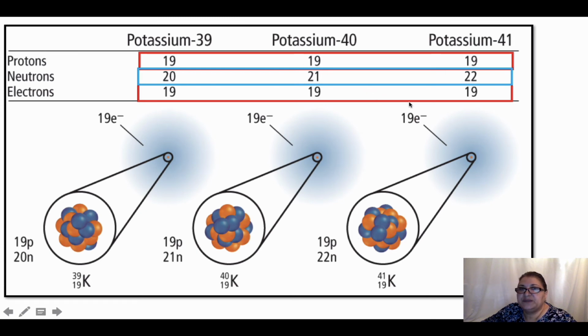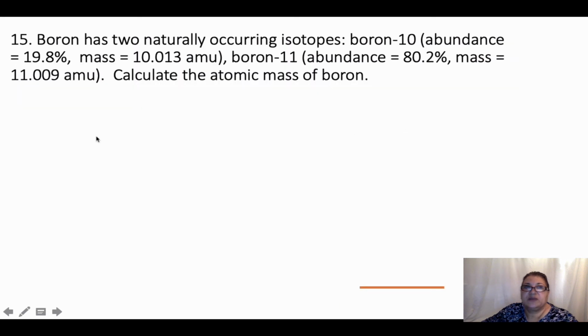All right, now in order for us to find the average, which is the number that you see on the periodic table, it's not like taking the average of all your test scores. There are steps. So let's look at this problem. Boron has 2 isotopes, boron-10 and boron-11. Boron-10 exists with an abundance of 19.8%, and a mass of 10.013 atomic mass units. Boron-11, abundance 80.2%, mass 11.009. What's the atomic mass of boron?